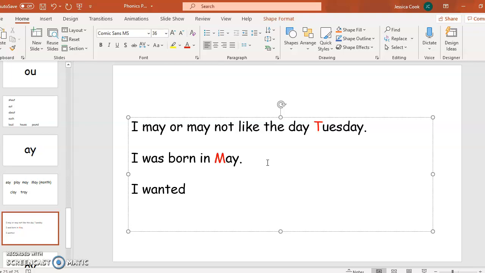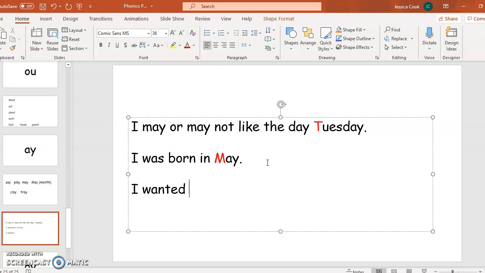There are 7 words in my sentence, so I need a finger space in between each word. So I wanted to play with some clay. 7 words. I wanted to play with some clay.